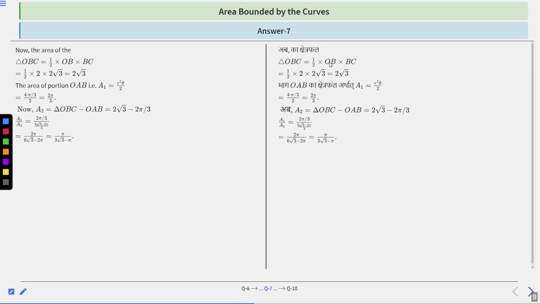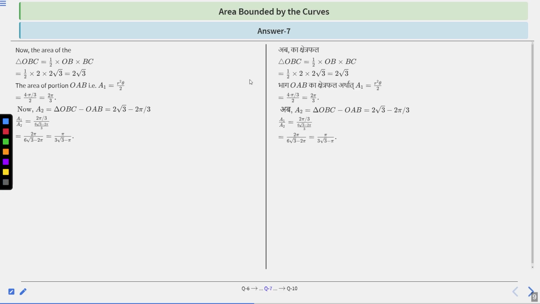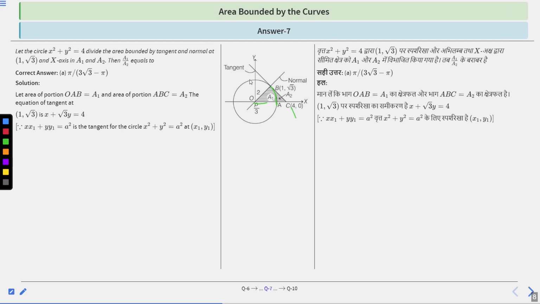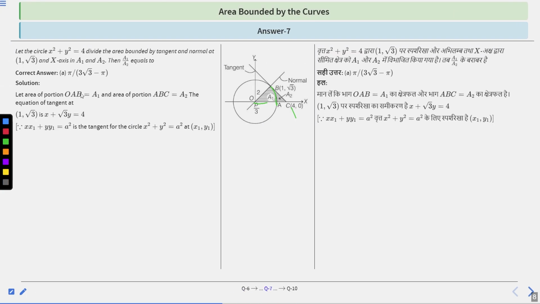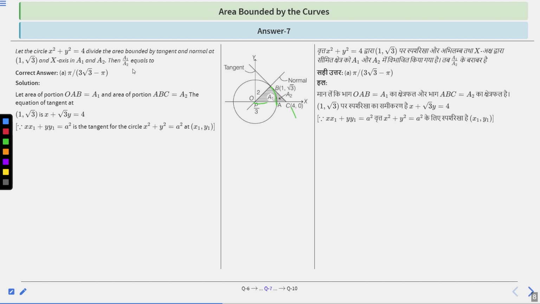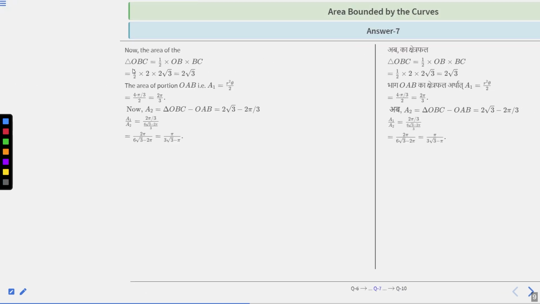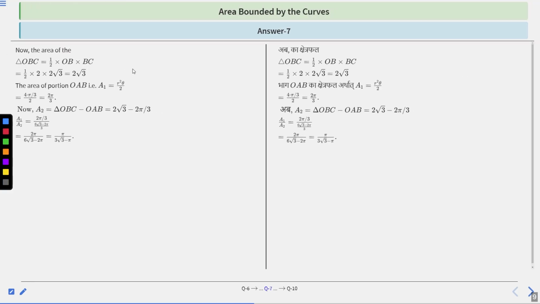Now, the area of portion OAB, that is A1, is basically r square theta by 2, which is 4 by 2 into pi by 3. Theta is pi by 3, so it is 2 pi by 3. Now A2 is the area of triangle OBC minus the area of portion OAB, which is equal to 2 root 3 minus 2 pi by 3.